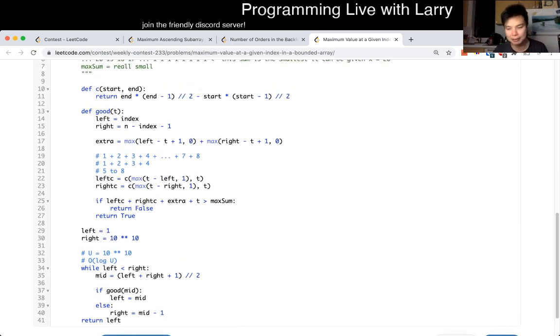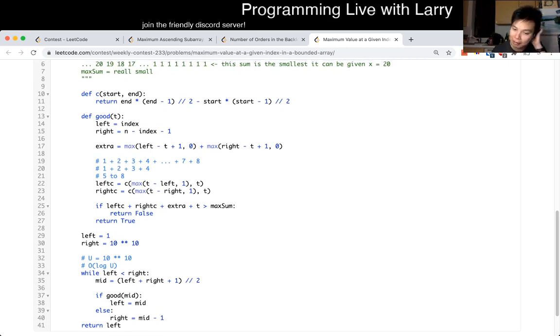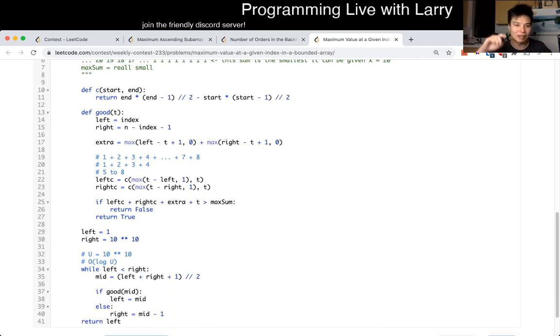That's all I have for this problem. Let me know what you think. And in terms of space, this is O of 1 because we only have variables. I guess I have to mention that explicitly. But you could watch me solve it live during the contest next.